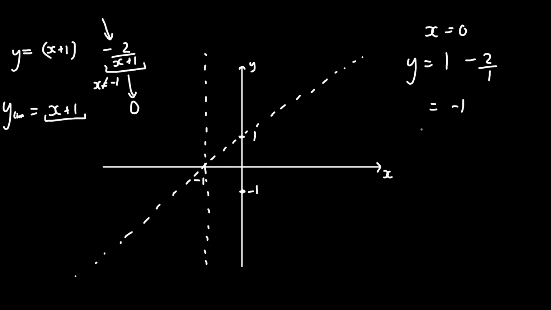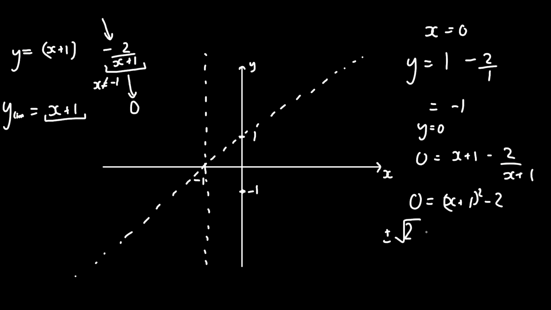And an x-intercept, well, that's just going to be when y equals 0. So when y equals 0, we'll get 0 equals x plus 1 minus 2 over x plus 1. Multiply by x plus 1 on both sides, and we'll get 0 equals x plus 1 all squared minus 2. And this means that plus or minus root 2 equals x plus 1, and x equals minus 1 plus or minus square root 2. So this is going to be minus 1 plus root 2 and minus 1 minus root 2 here. So this is where the function is going to cut the axes.